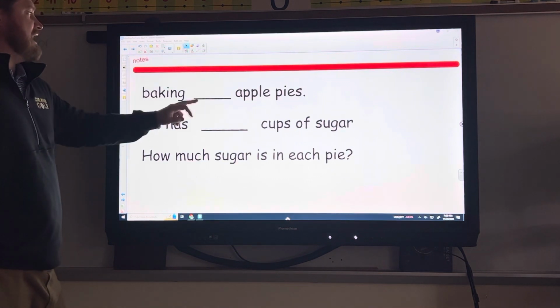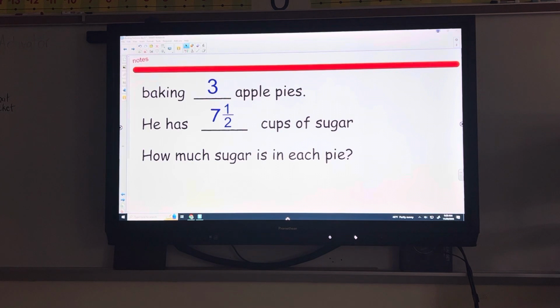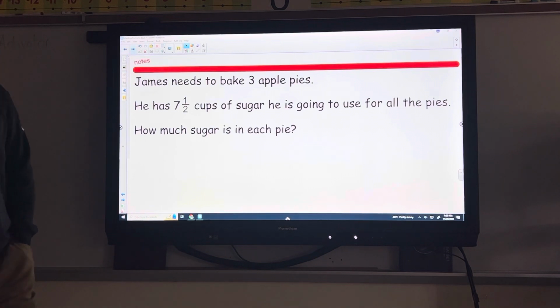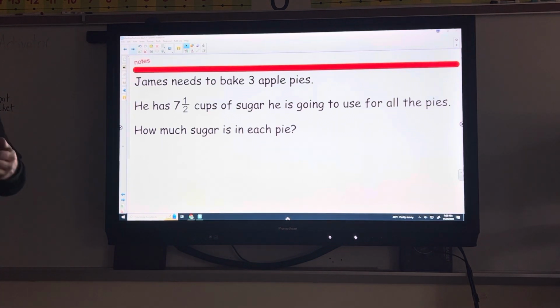All right, in your notes, go ahead and write this down. In your notebook, pause the video, copy them down. All right, here's what the word problem looks like. James is baking 3 apple pies, and he has 7.5 cups of sugar he's going to use for these pies. How much sugar will be in each pie?